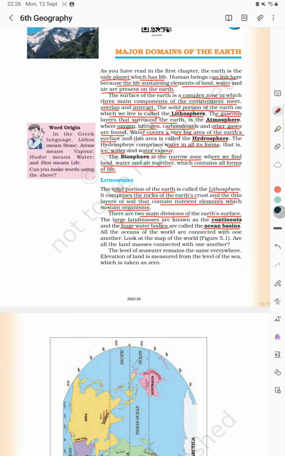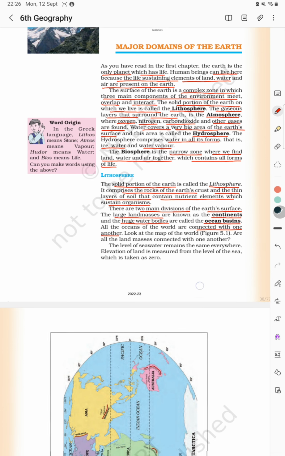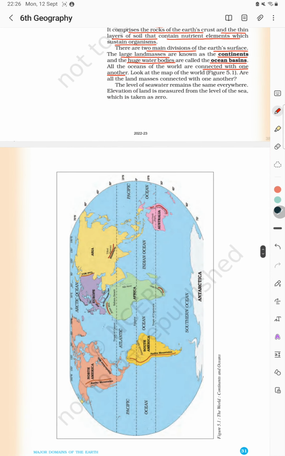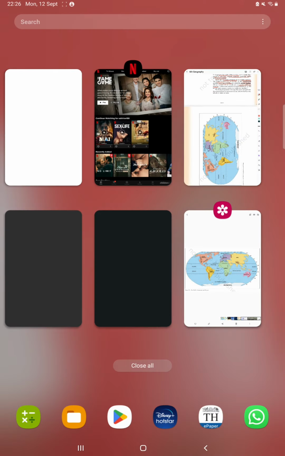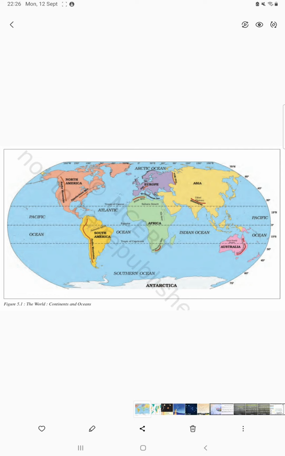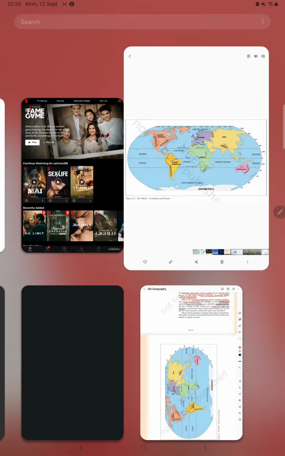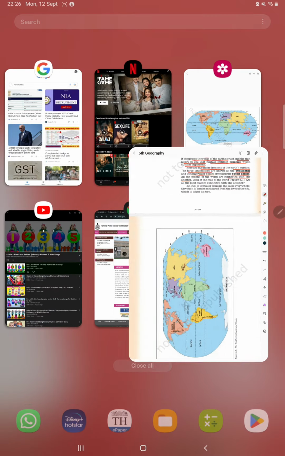All the oceans of the world are connected with one another, as we can see from the figure. Let me show you. See, we can see Pacific Ocean, Atlantic Ocean, Indian Ocean, Arctic Ocean, and Southern Ocean. All these oceans are interconnected with each other. They are not separated, they are interconnected.